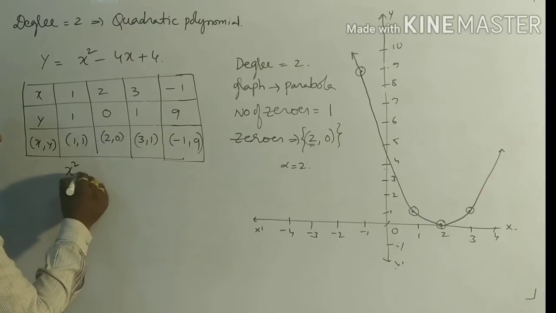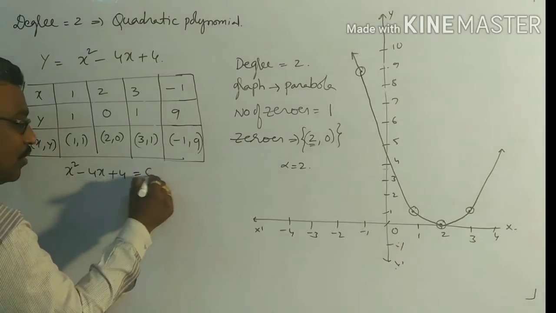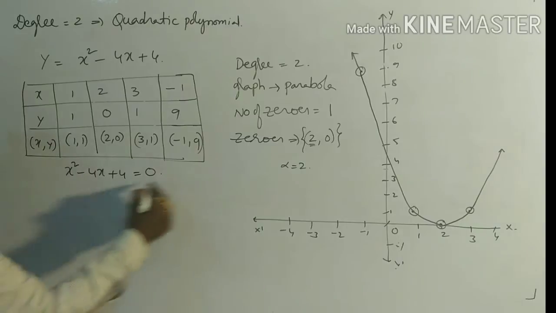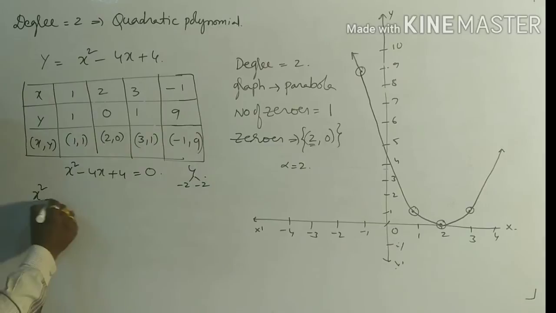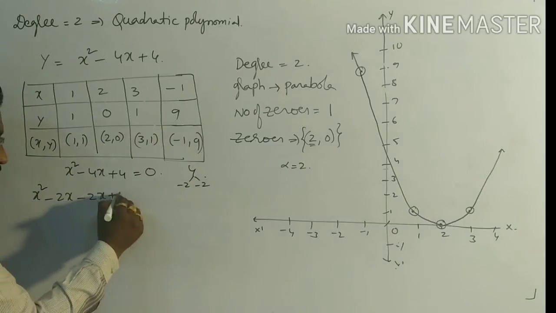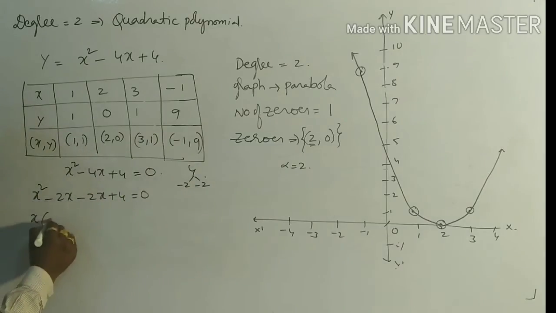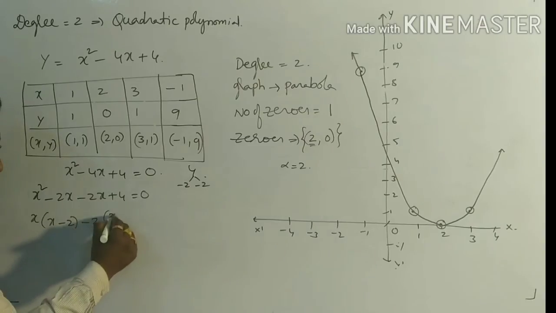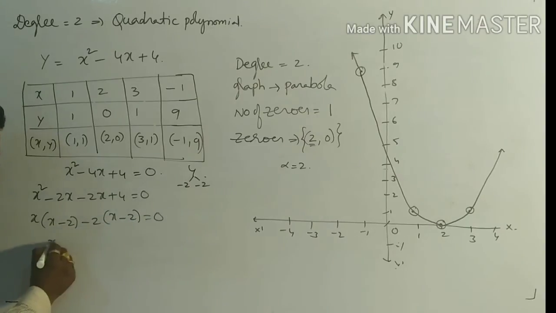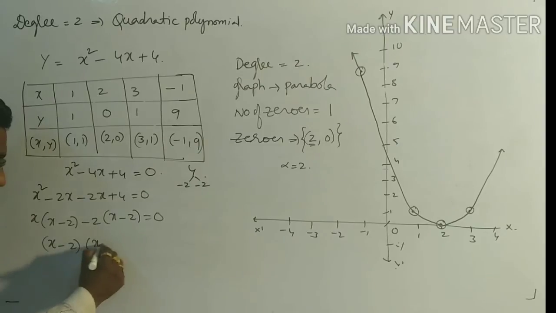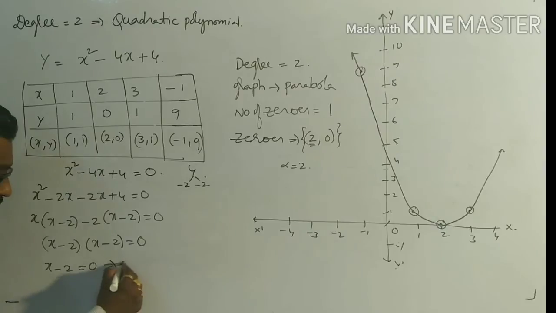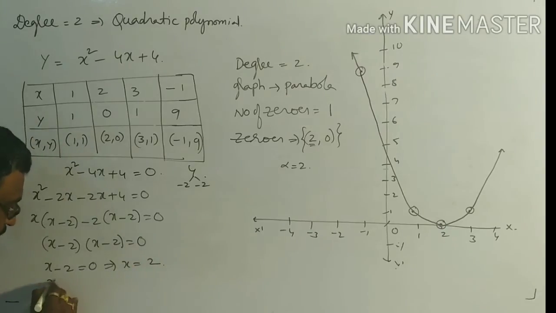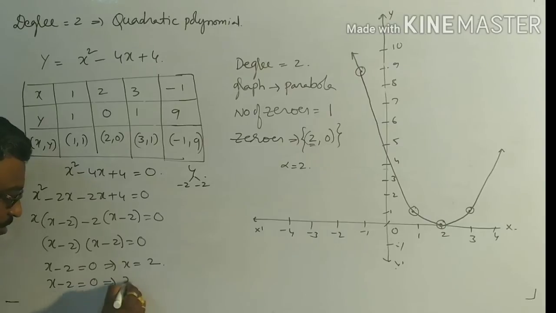I am taking x square minus 4x plus 4. I am doing factorization now. 4, 2 twos are 4, minus 2 minus 2. Minus 2x minus 2x plus 4. x common, x minus 2, x minus 2. So x minus 2 into x minus 2. So x minus 2 is equal to 0, that implies x is equal to 2. Again x minus 2 is equal to 0, that implies x is equal to 2.